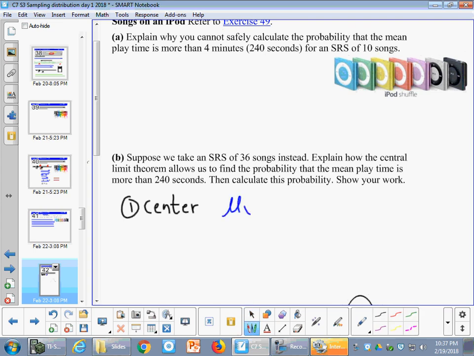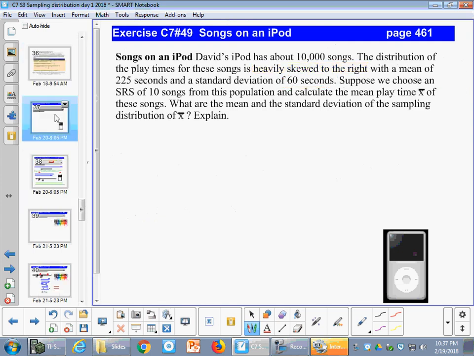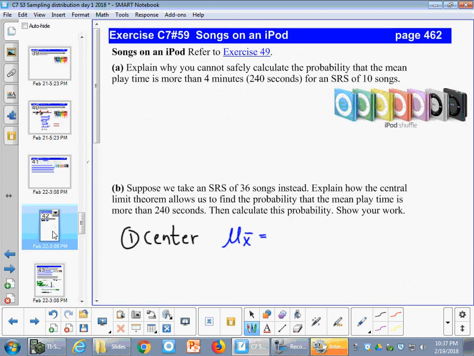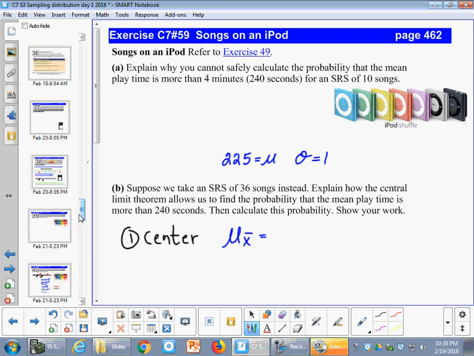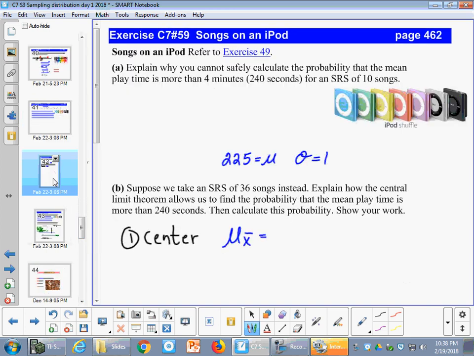What is mu sub x bar? Well, mu sub x bar is not 200. If we go back to the first one, mu sub x bar is 225, standard deviation of 60. All right, so let me write down our givens. We have 225, which is mu. Our sigma is 60. Our capital N is 10,000.